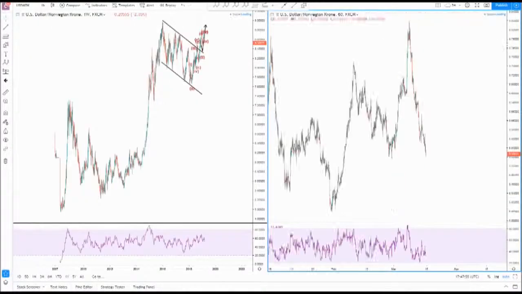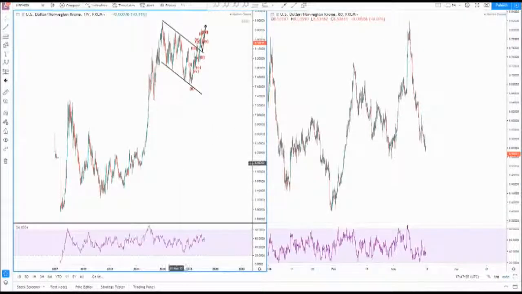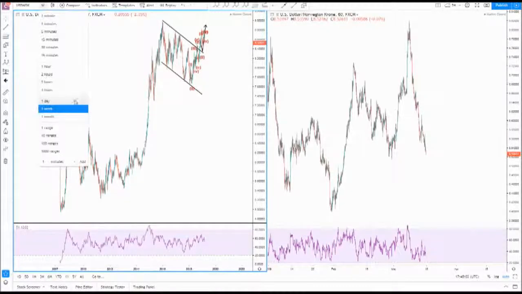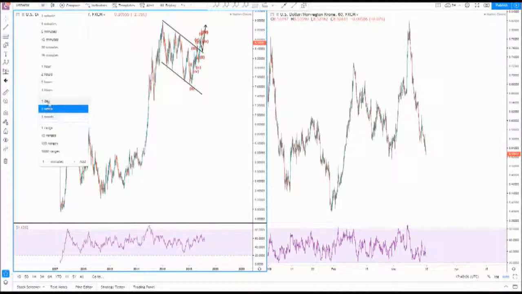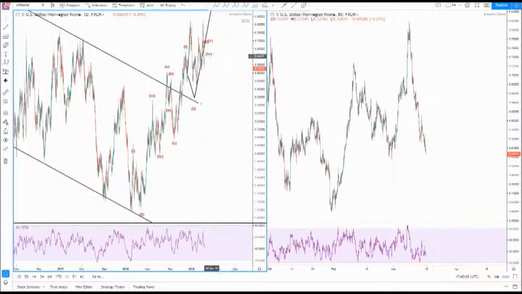I've got the US dollar Norwegian kroner. Now this is correlated with crude, and what looks like a powerful move up and a correction. Looks like we could be in a 5th wave. I can't really see because of all those annotations I've got, so get rid of them for now. So we were looking for a retest and then a spike higher. Didn't quite get that retest.